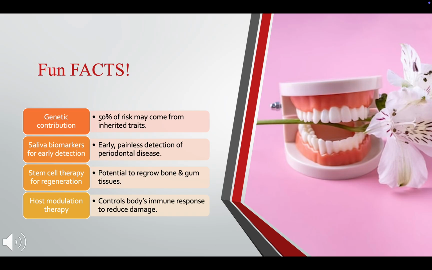Third is stem cell therapy for regeneration, which is a future direction. Researchers are now exploring how stem cells can regrow bone and gum tissues that are lost in periodontitis, something we currently can't fully restore with current treatment. And finally, we have host modulation therapy, a therapeutic concept that aims to change the state or function of the human body as a host treats a disease. It aims to restore the balance between pro-inflammatory and anti-inflammatory factors.